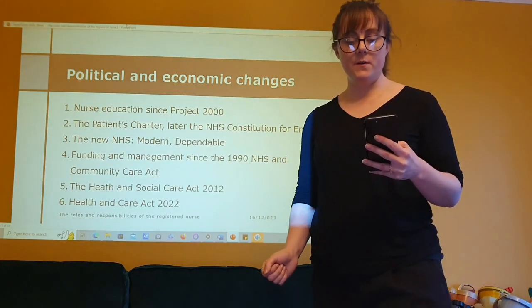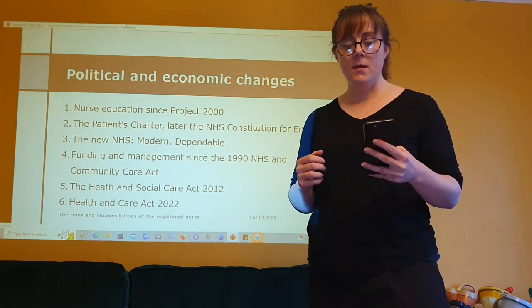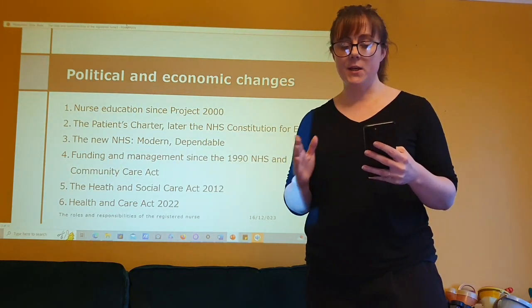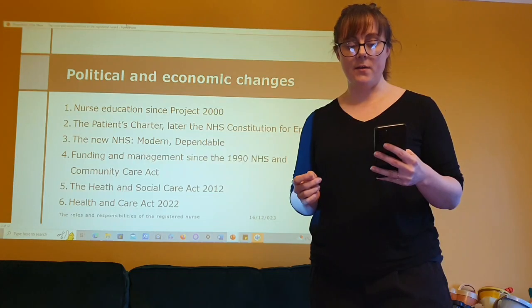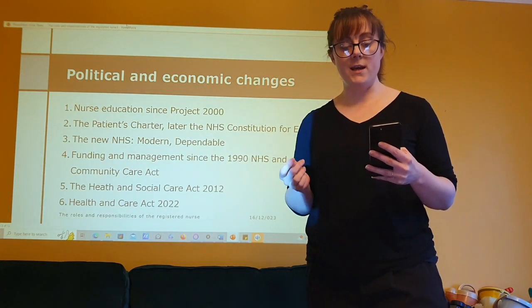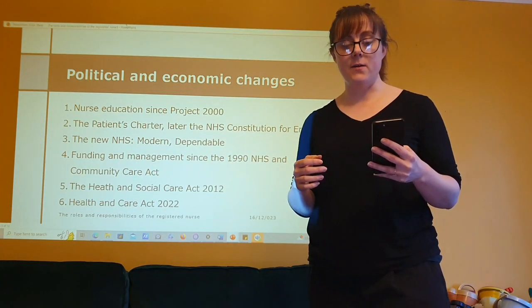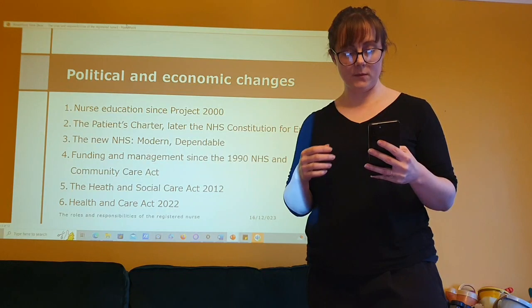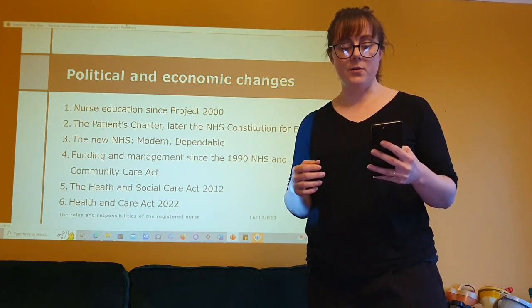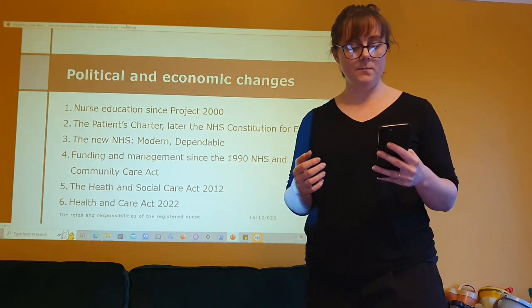Some changes in terms of funding and management since the 1990 NHS and Community Care Act. The Act made provisions to split the provision and commissioning, i.e. purchasing of healthcare. It marked the start of an internal market within the NHS with the creation of NHS trusts and changes to the way in which local authorities carried out their social care functions. GPs and district health authorities now have the freedom to choose where to purchase services.